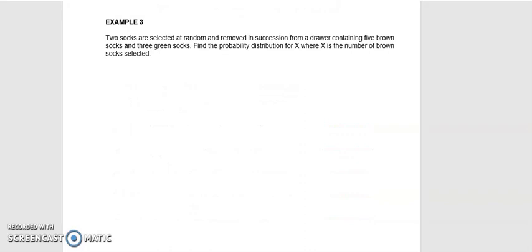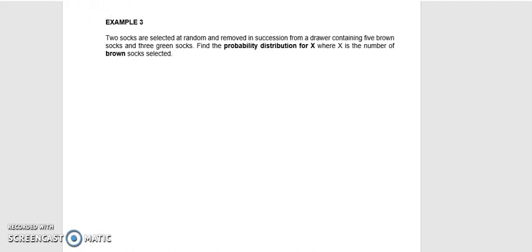Okay, now look at this example. 2 socks are selected at random and removed in succession from a drawer containing 5 brown socks and 3 green socks. Find the probability distribution for X, where X is the number of brown socks selected. So now our random variable X is referring to brown socks. How to construct the probability distribution? The probability distribution will be formed in terms of a table. We will display the probability distribution using a table.